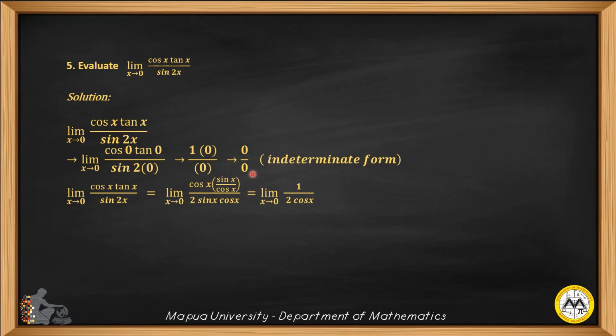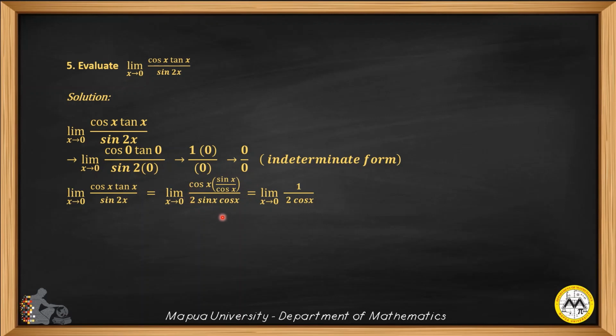Just the same, because we encounter a 0 divided by 0 form, there is a need to transform the given fraction into some other equivalent form, and the way to transform is to make use of appropriate trigonometric identities. So in this case, it is to replace tangent x with sine x divided by cosine x, and replace sine of 2x with 2 sine x cosine x.